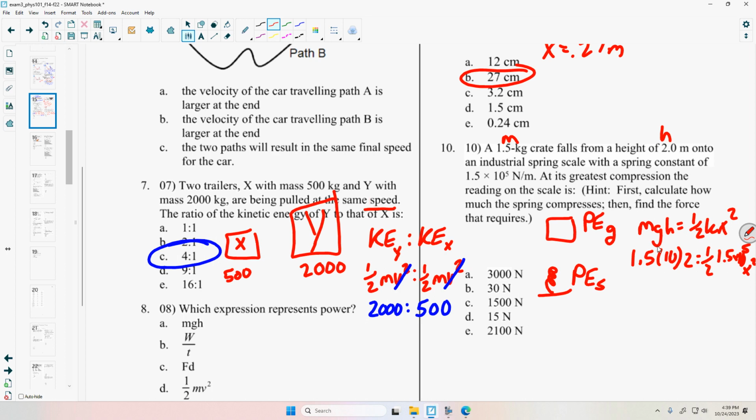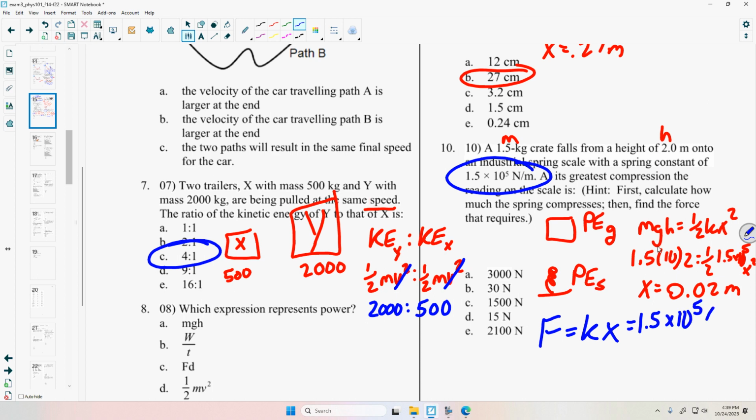Does anybody know what x is in this case? 0.02. So x is equal to 0.02 meters. But then I need to find the force. And so that's the second part of this problem, where to find the force, I say that that's equal to k times x. And k is that 1.5 times 10 to the 5th times 0.02. So that's 3,000, I think. Isn't that the right answer? Yeah, 3,000 newtons.